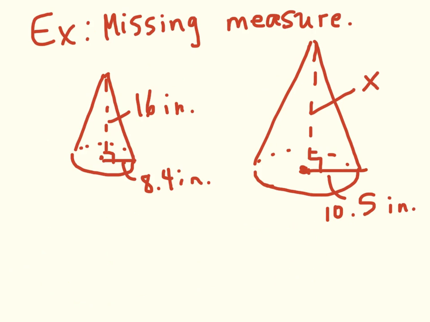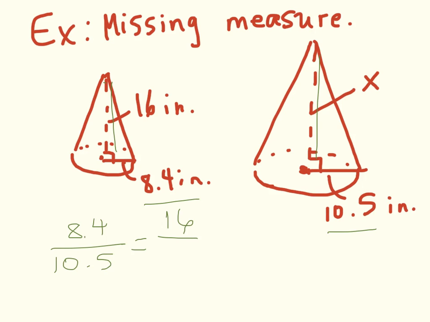So I can say, all right, I'm going to take this solid over here, the smaller cone, and I'm going to say, okay, the radius is 8.4. So I'm going to make that a proportion with the radius over here, 10.5. And if they are similar, then that has to be proportionate with this height, which is 16, over this height, which is x, which is what I don't know. And then I will solve that proportion.